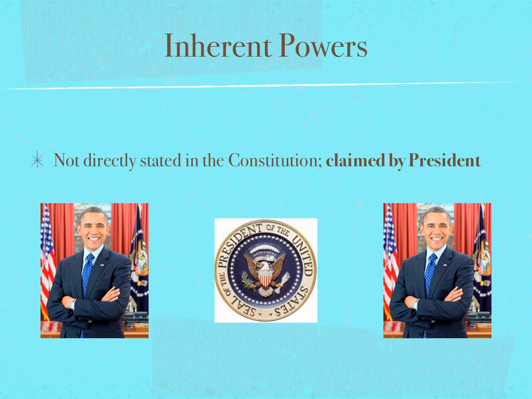Be very careful, because inherent powers sound basically the same. The idea is similar. These are also powers that are not directly stated in the Constitution. The major difference, and the difference you do need to be aware of, is that these, however, are claimed by the President. So implied, claimed by Congress; inherent, claimed by the President.